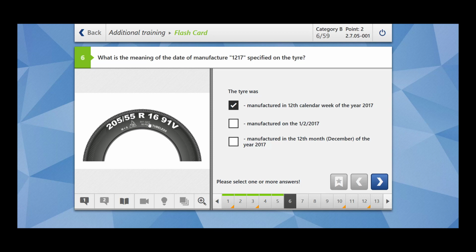If you see this thing, it is the date. And what does it represent? The first two digits represent the calendar week and the last two digits represent the year.